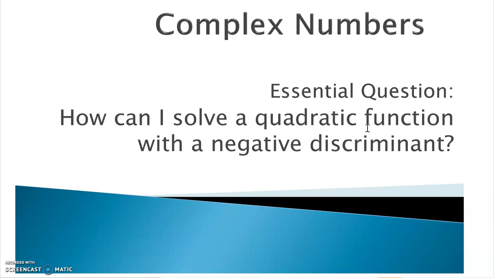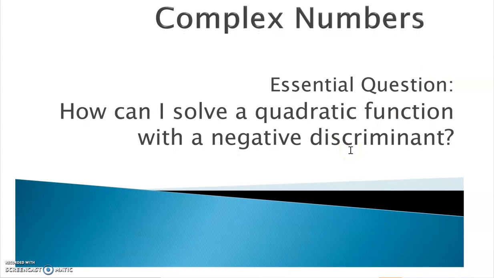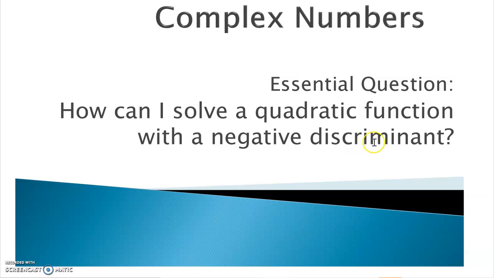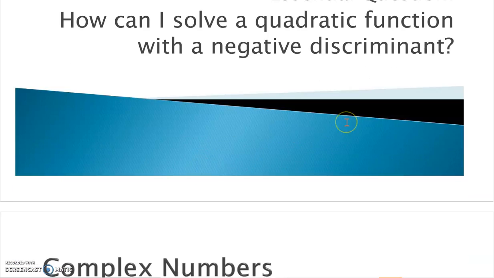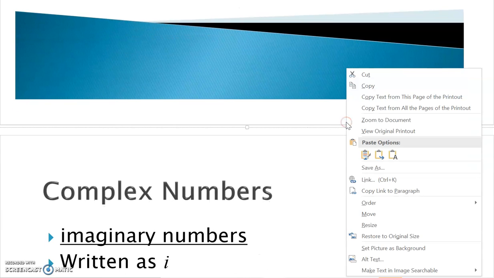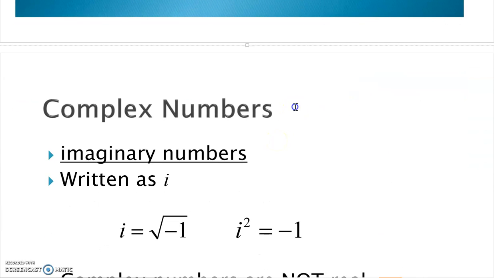Okay, so today we're talking about complex numbers and what they are. How can I solve a quadratic function that has a negative discriminant? What that means is a negative square root. Okay, complex numbers.